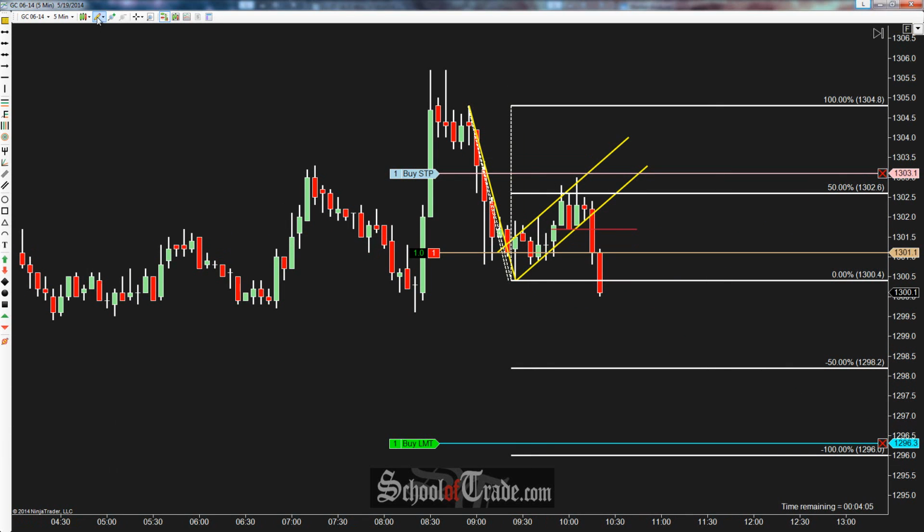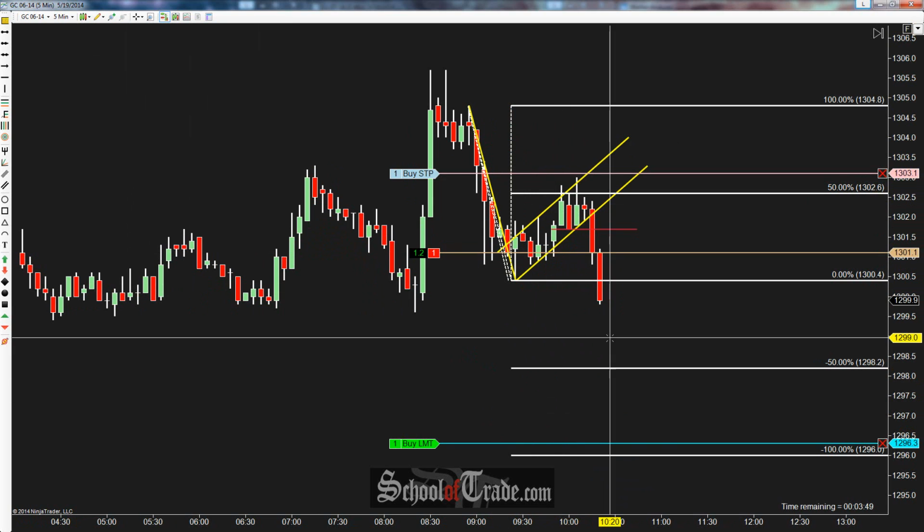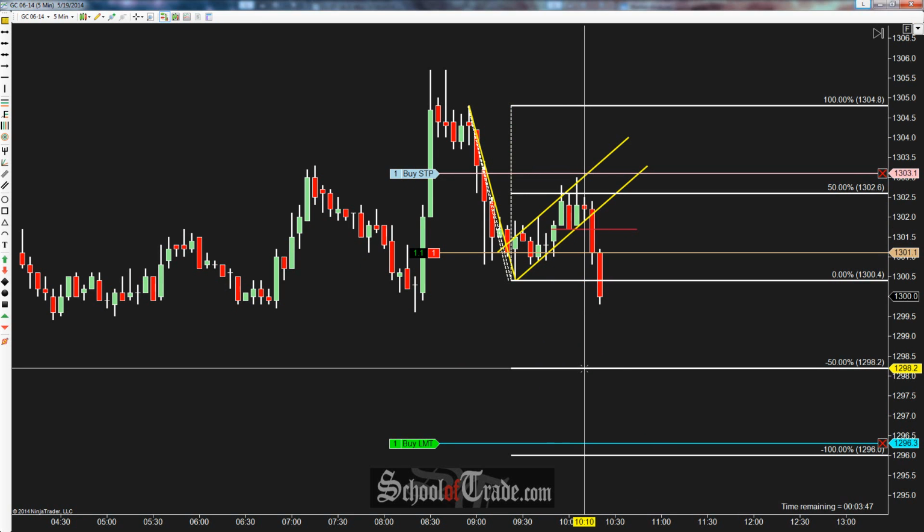Now, I have to adjust the drawing tool here because it doesn't let me use the ruler correctly. So from our entry, we're risking 20 ticks. To our target down here, we're looking to make 48 ticks. So over a 2-to-1 risk reward on this one. Even for that first target down here, you're looking at a 29 tick first target. So even if you were looking at this 50% with multiple contracts, it's still over 1-to-1.